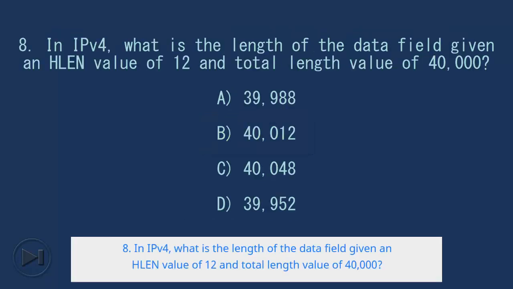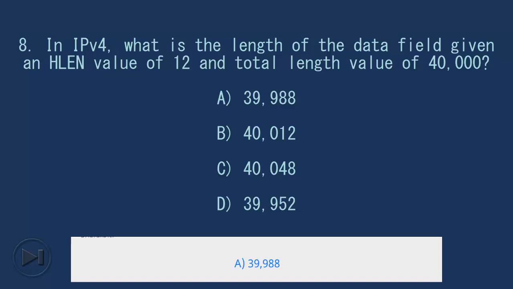8. In IPv4, what is the length of the data field given an HLEN value of 12 and total length value of 40,000? A. 39,988. B. 40,012. C. 40,048. D. 39,952. Answer, D. 39,952.